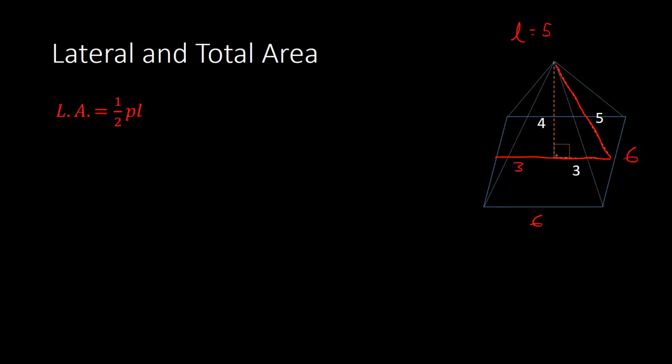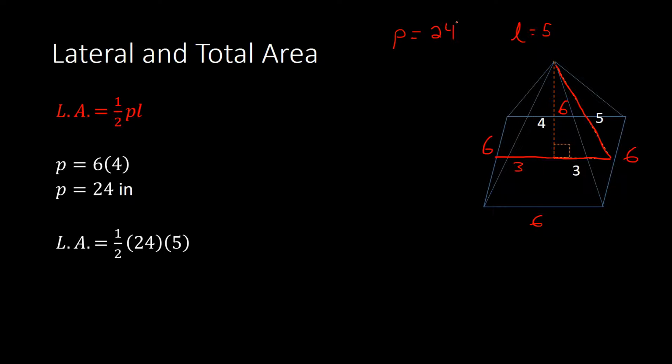So this is also 6, that is 6, and then back here is 6. So the perimeter would be 4 6s put together, or 4 times 6, which gives me 24. So I plug a 24 and a 5 in, and I'm going to get 12 times 5, which gives me 60 square inches. And then total area is the area of everything.